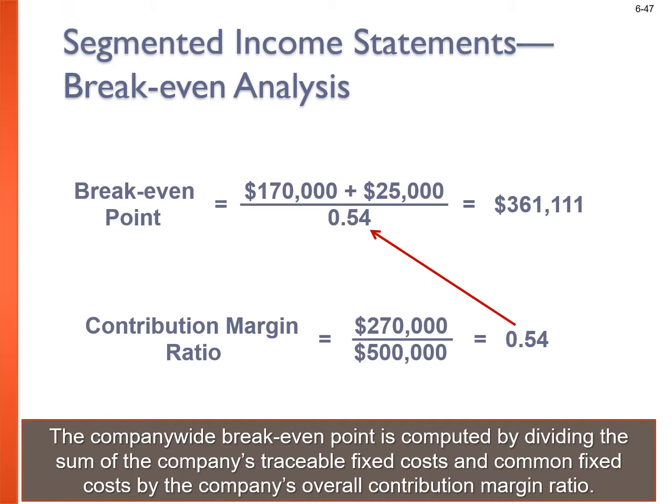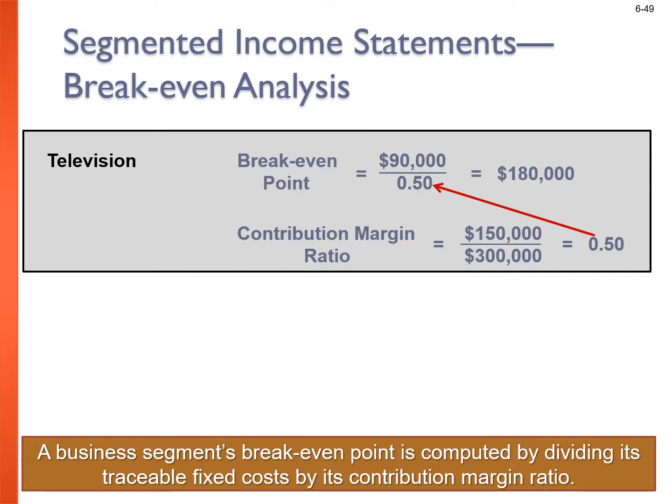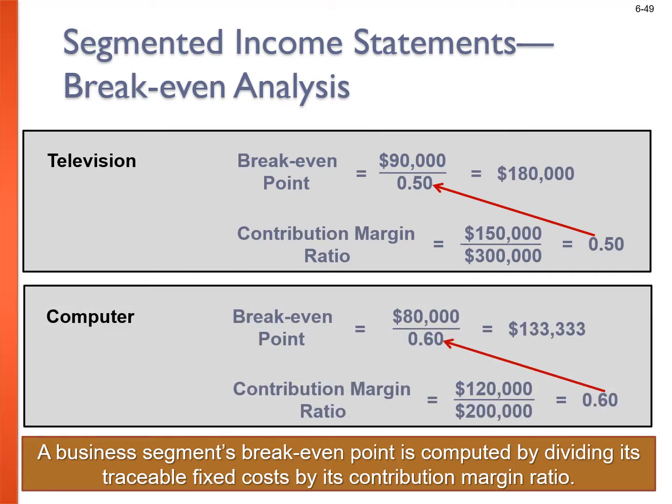Okay, but that doesn't give us the break-even by segment. So now, a business segment's break-even point is computed by dividing the traceable fixed costs by its contribution margin ratio. So we ignore the common costs. Here, the contribution margin for the television division is 150,000, sales 300,000. That gives us a contribution margin ratio of 0.5. Divide that into the traceable fixed costs of 90,000. Break even in sales is $180,000.